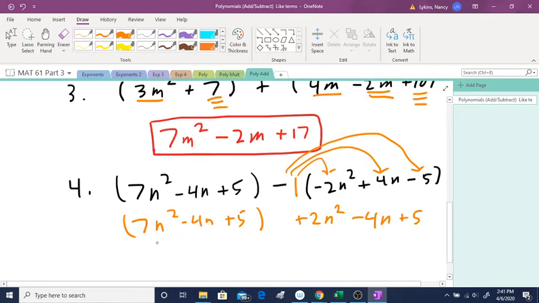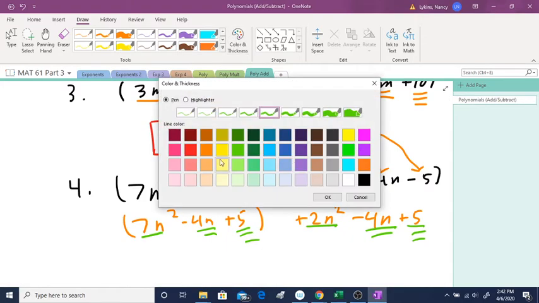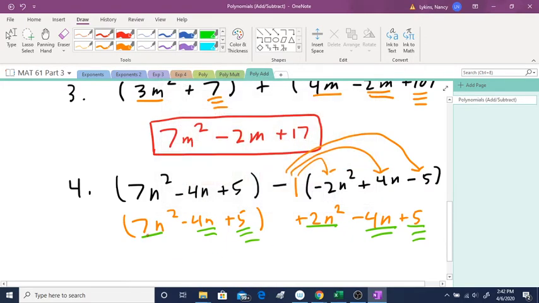So now I'm going to go back and I want to underline my n squares twice for my n's and 3 times for my number. Now I've got 7 plus 2 is 9n squared. Now take a look at this. A common mistake would be making that a 0, but no. What you want to do is make that a minus 8n, and then I got a plus 5 and another plus 5 to make that a plus 10.